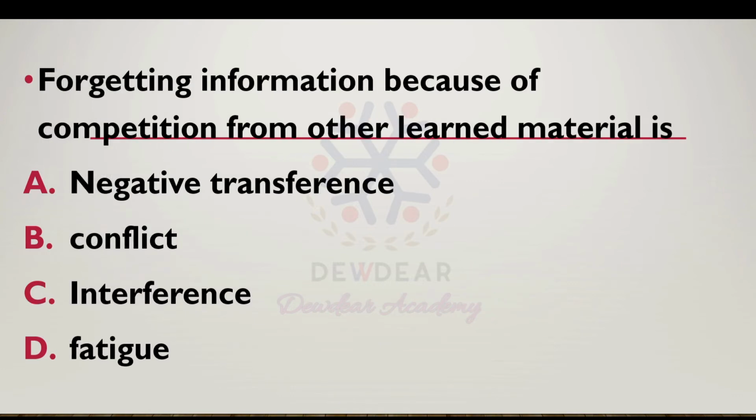Then the next question: forgetting information because of competition from other learned material is. Options: negative transference, conflict, interference, fatigue. From these options, it is clear that fatigue is not the answer. Then whether it is negative transference, conflict or interference. We know negative transference.